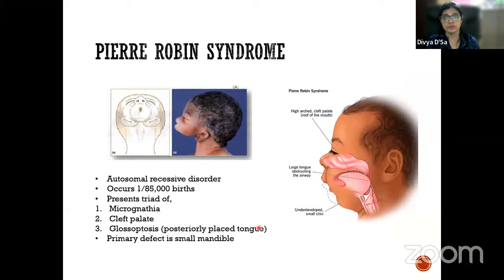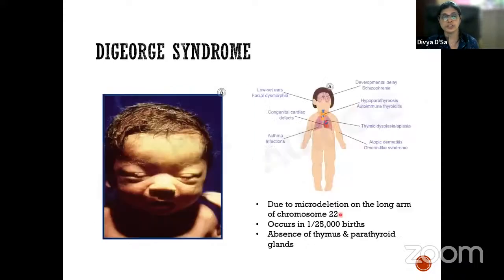Then Pierre Robin syndrome, so it's autosomal recessive, and it occurs in about 1 out of 85,000 births. So here this triad is there. It's a very classical triad of micrognathia, that is a very small, tiny chin here. You can see it's not very well developed. Then cleft palate. Glossoptosis means the tongue is very much posterior. So you can see this is the mouth, tongue is so behind, okay? Glossoptosis. And the main defect is the mandible, very small mandible. That is why the tongue becomes very posteriorly placed.